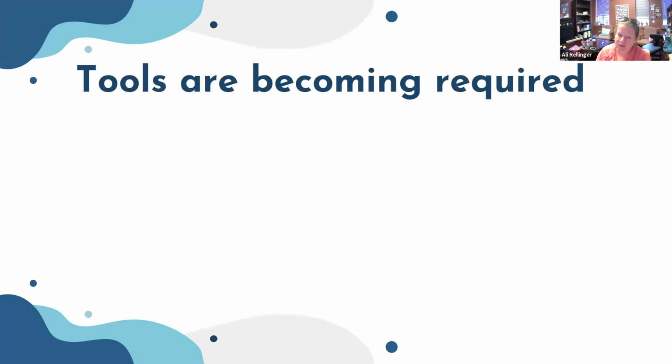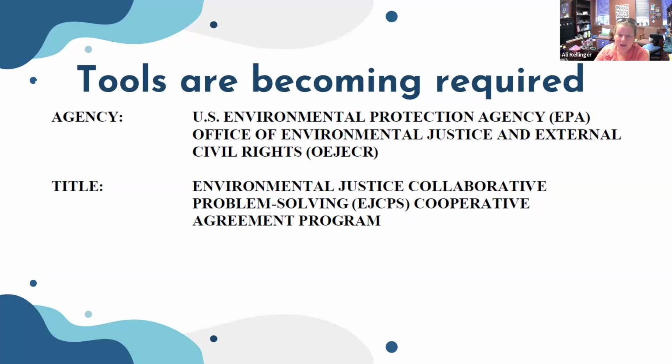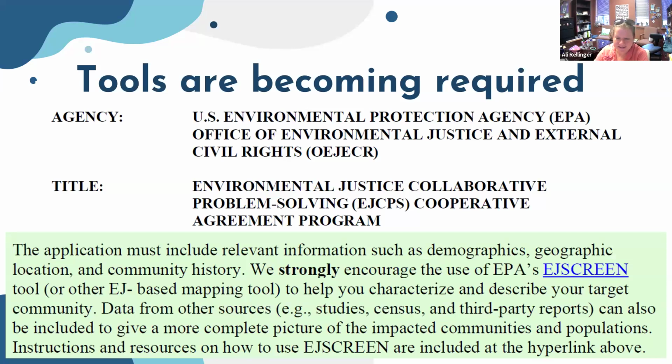The big one is that tools are becoming required. Whether we like it or not, there's a lot of ask to specifically use tools as we develop proposals, as we pick projects, and things of that nature. An example we see a lot is around things like Justice40 and the EPA. What we've seen with stuff like this is that there's an explicit ask that we use the EPA's EJ Screen to provide some of this information to characterize and describe target communities and where this data should come from. A lot of times we're seeing specific tools that should be used in the development of a proposal.